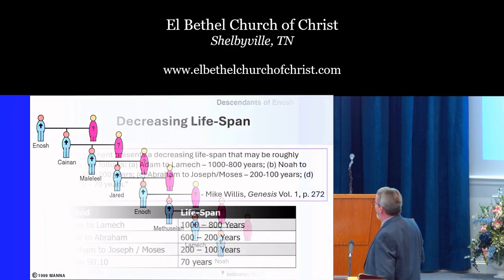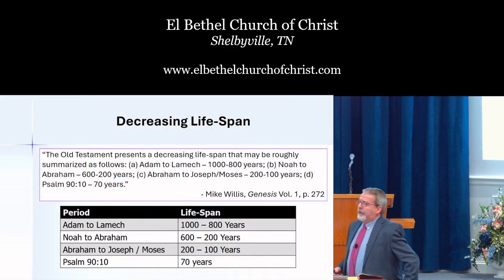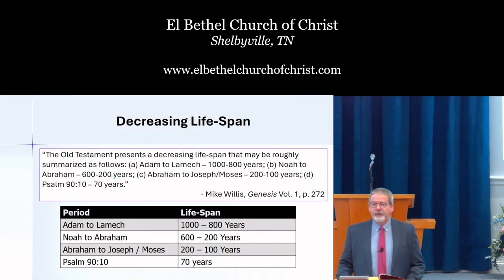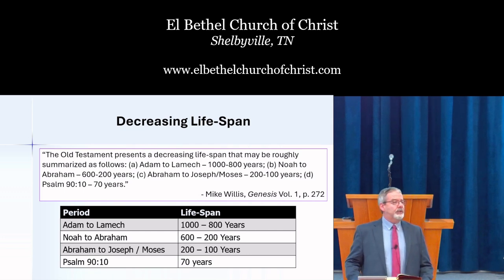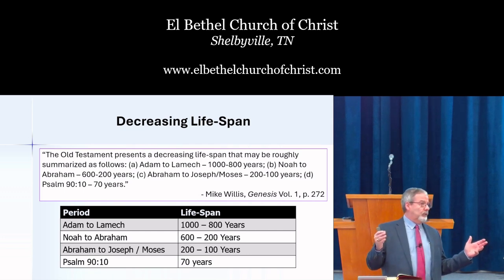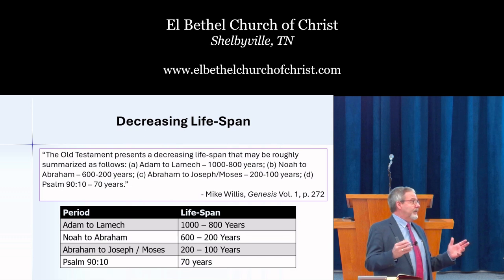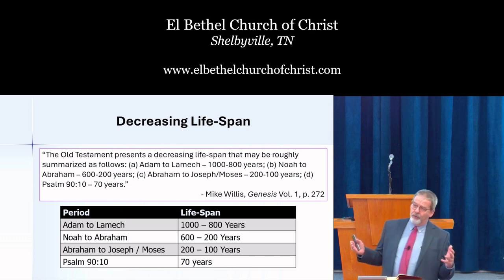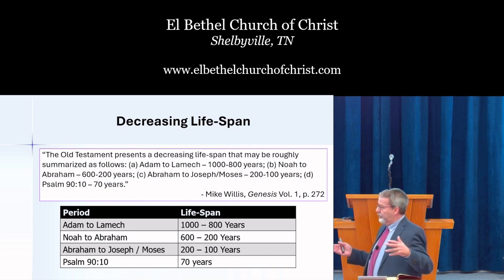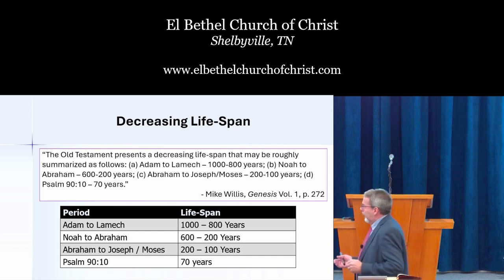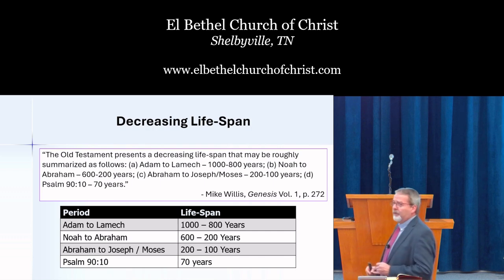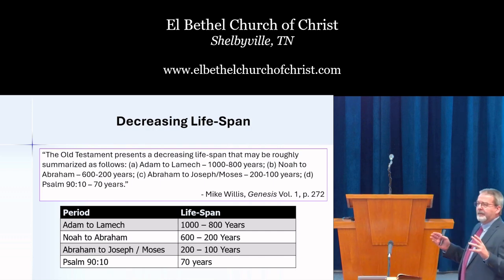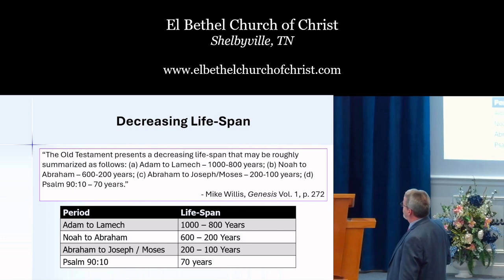One of the reasons why this chapter is important. We've got to say something about the ages of the people. That has startled some Bible students, including some Christians, who argue these ages cannot be correct. No one ever lived to be 969 years of age. This is just impossible. But I want to suggest to you that there is a decreasing lifespan that all of the students allude to as they work through the book of Genesis.